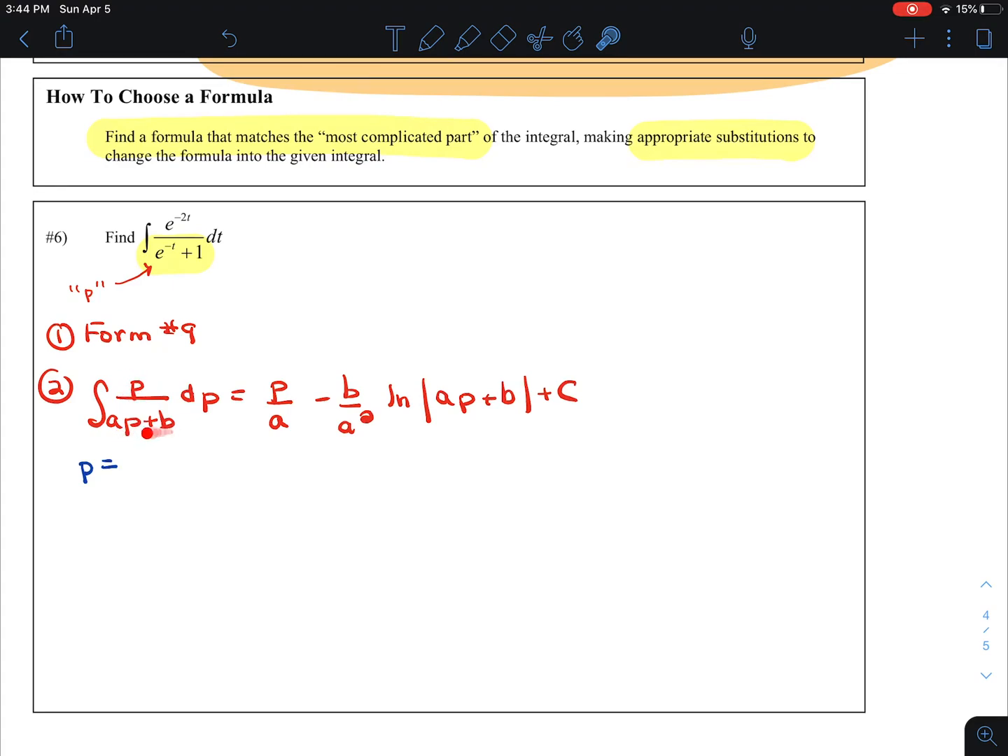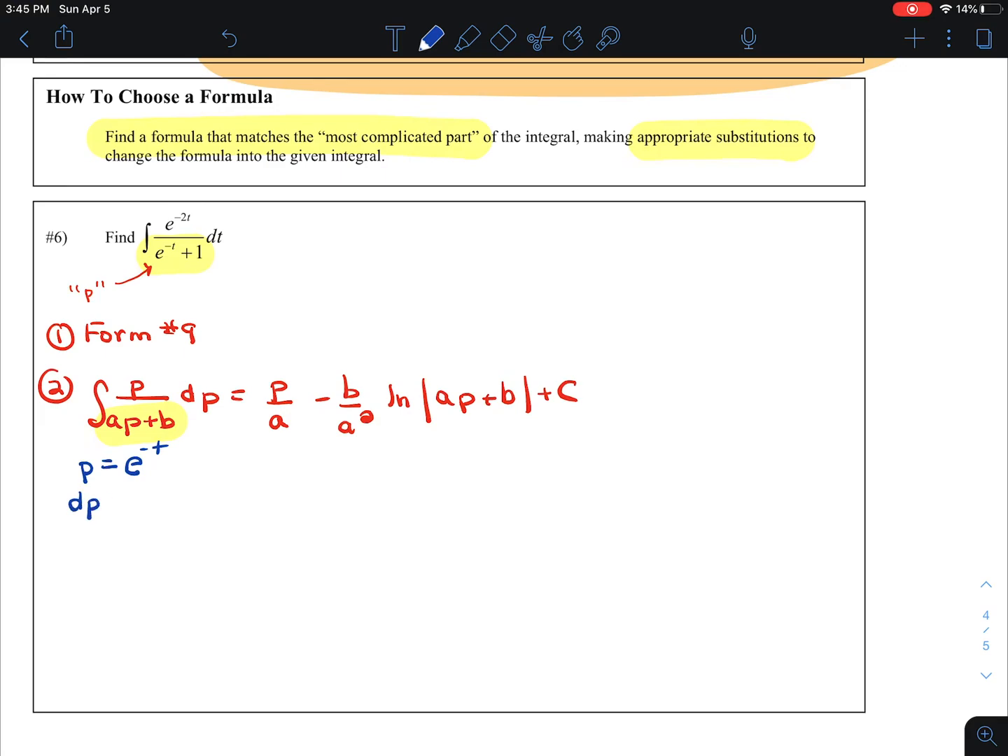And I really am going to be focusing on the denominator at first, because that was the part that I was really matching, okay? So I'm focusing on the denominator right now. This p is going to get swapped out for an e to the negative t. Okay, that's what I'm going to put in place for it.